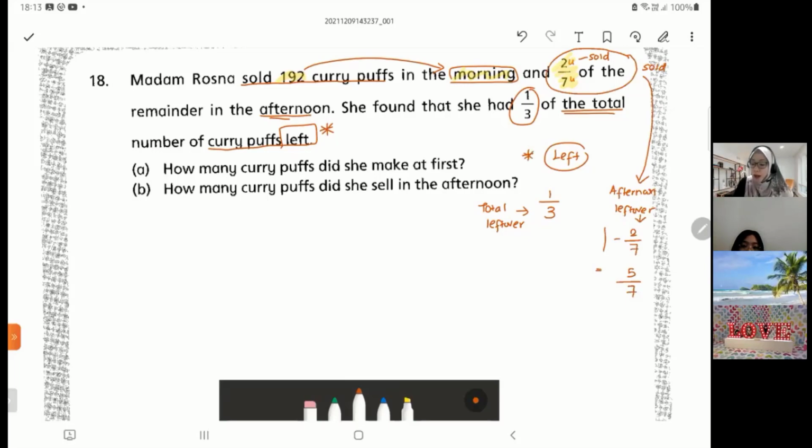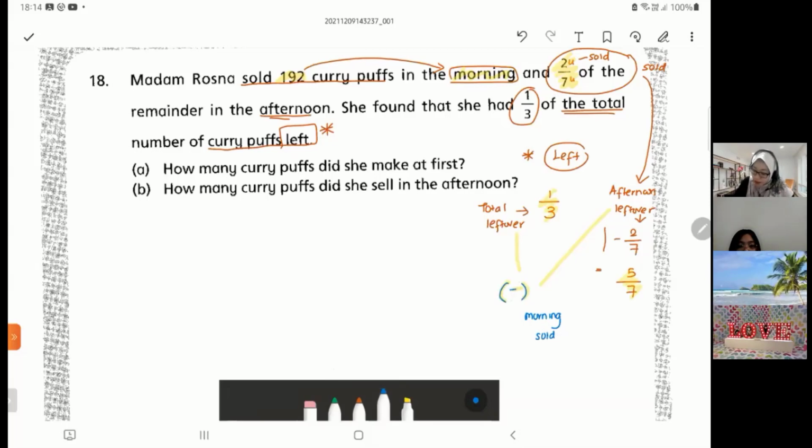So how many left do I have? I have the total leftover and the afternoon leftover. If I take my total leftover and the afternoon leftover and I minus them, I am going to get my morning sold. Okay, if I minus these two.